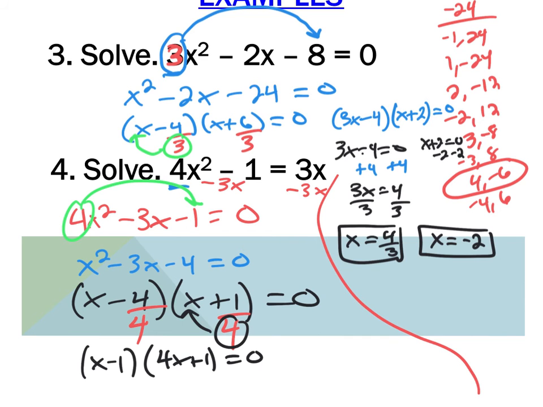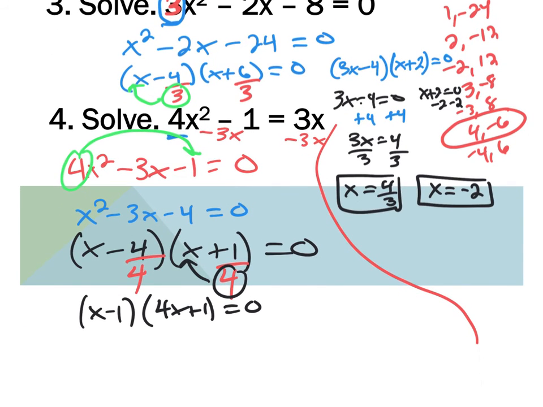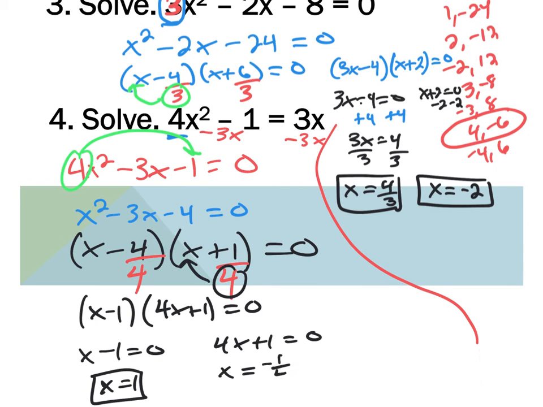But now the very last step is applying that zero product property here, and so that means x minus 1 equals 0 or 4x plus 1 equals 0. If I solve the first one, x equals 1 is one answer. If I solve the second one by subtracting 1 and dividing by 4, I think you get -1/4 as your other final answer.